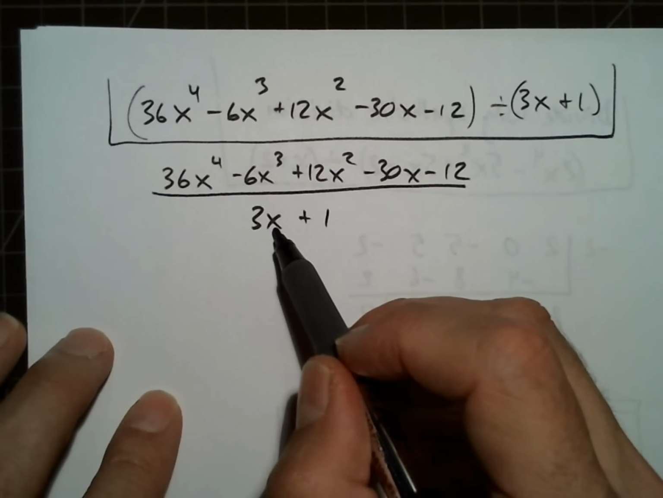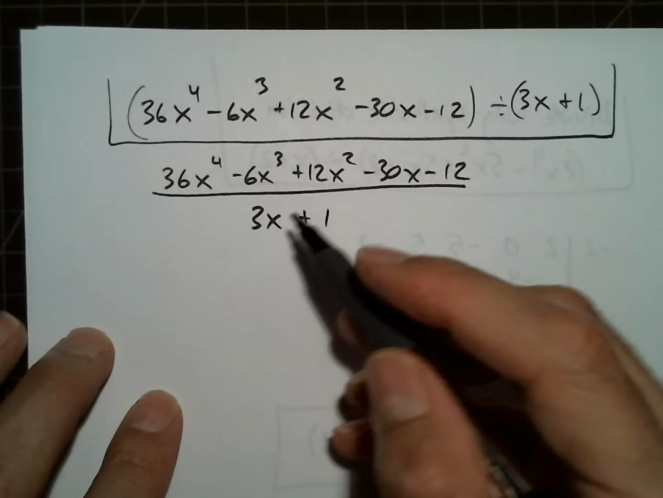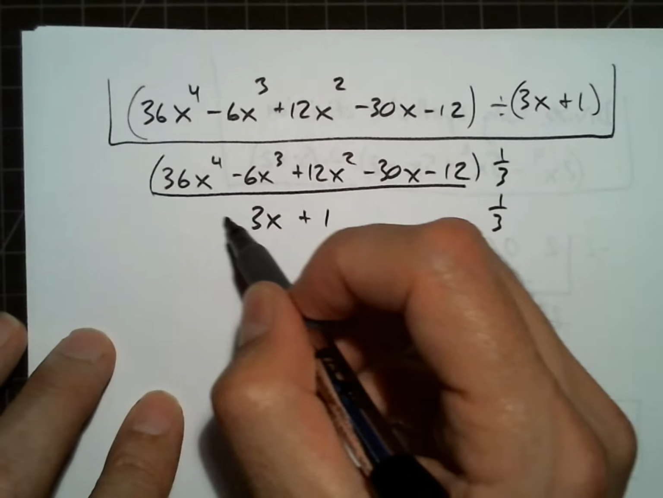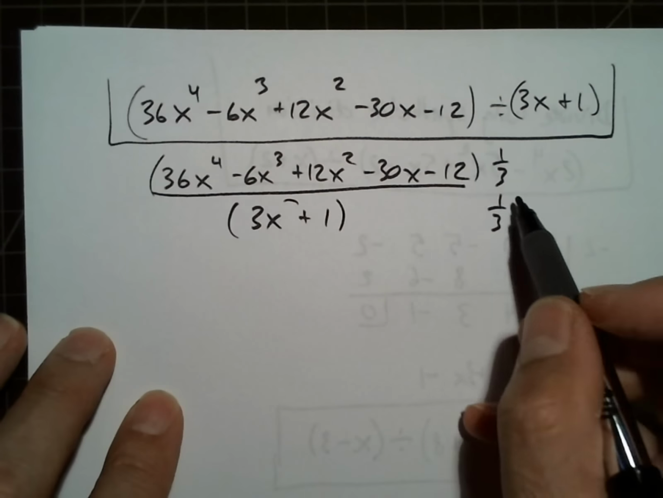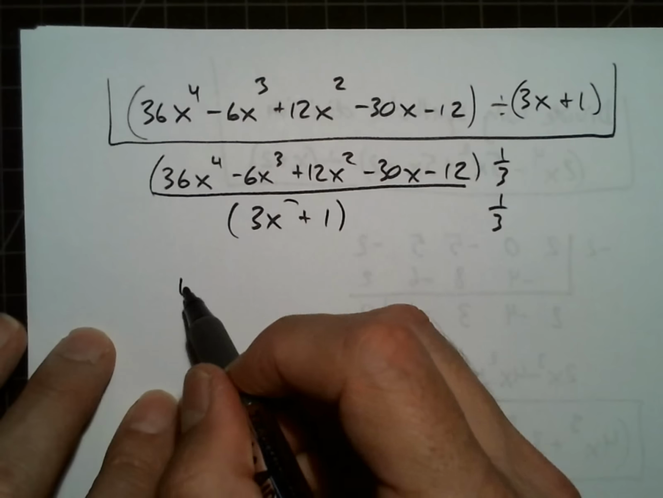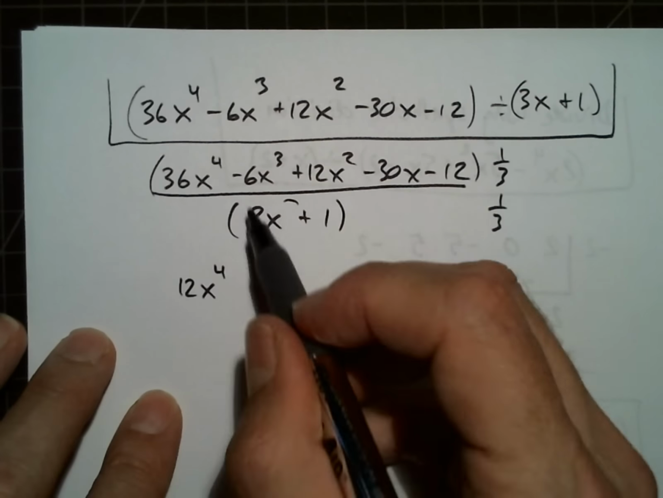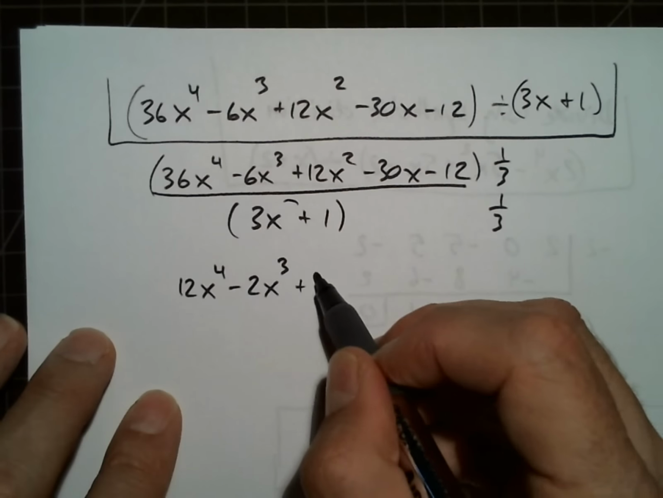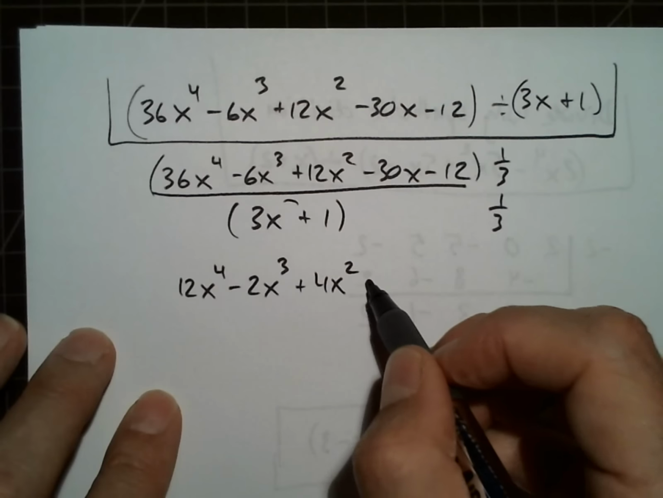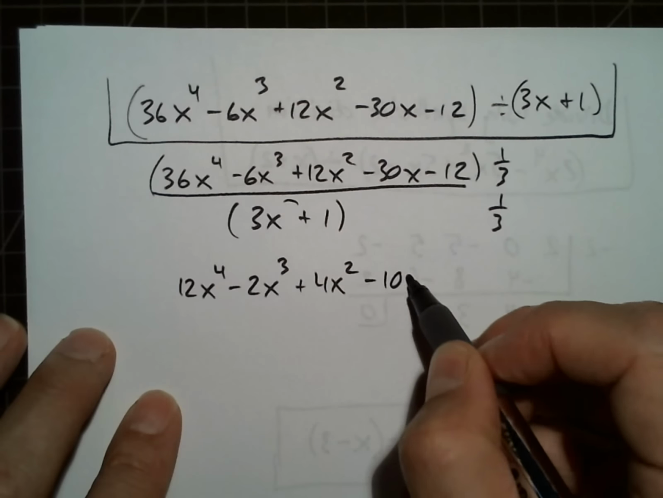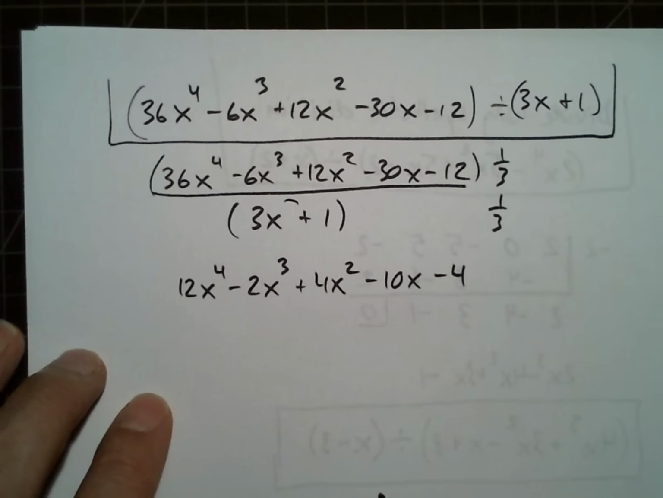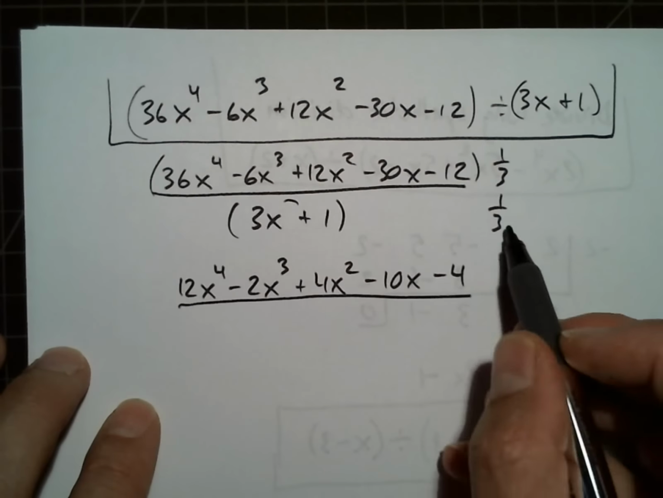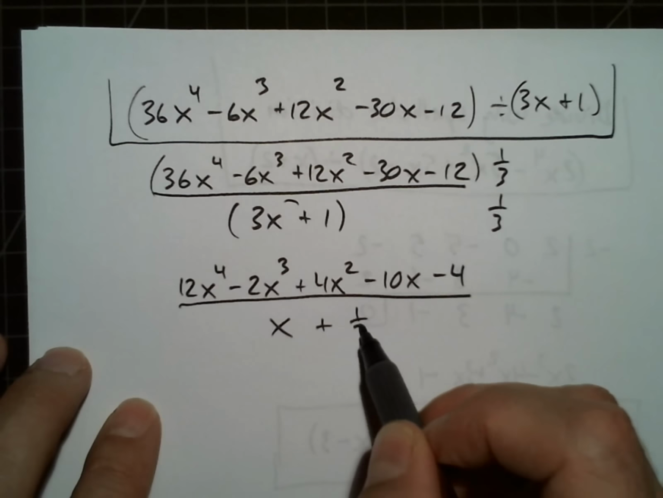Alright, well, we just want to make sure that x has a coefficient of 1, so we'll multiply by 1/3 in the numerator and denominator. So then we distribute the 1/3, and now we have 12x to the fourth, 2x cubed, 1/3 of 12, 1/3 of 30, and here we're going to have x plus 1/3.